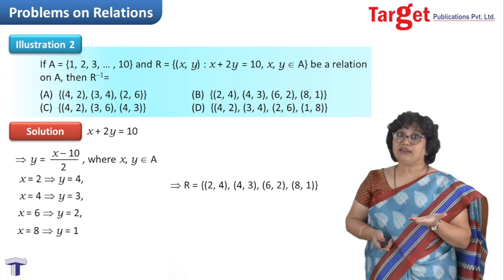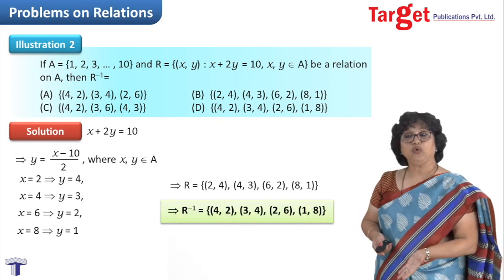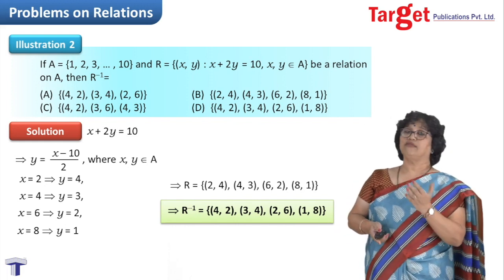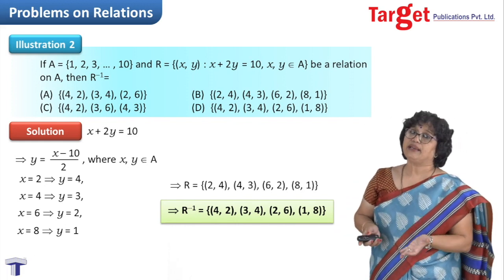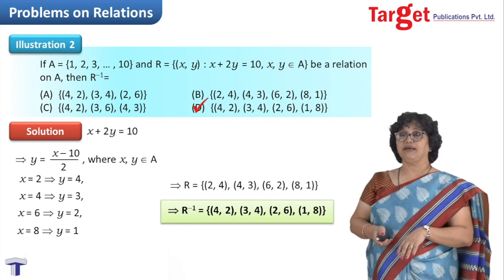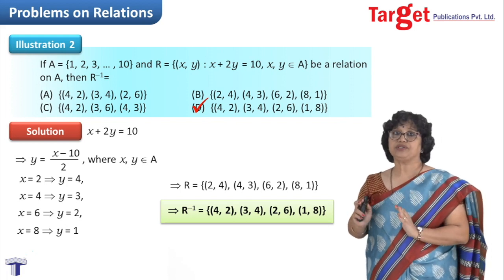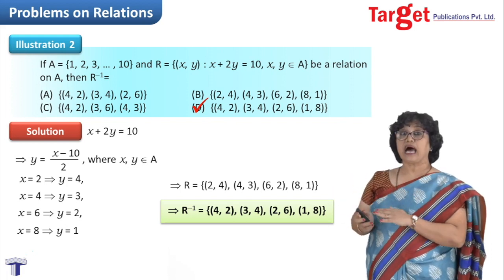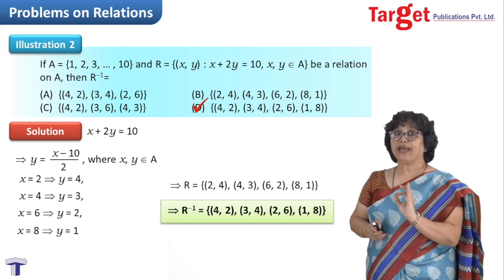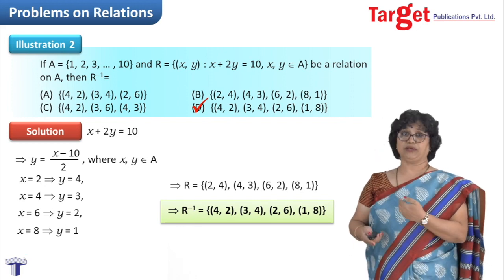Now how do we get R inverse? We write those pairs in the reverse order. So (4, 2), (3, 4), (2, 6), (1, 8). These pairs would appear in R inverse. And the right answer would be nothing but option D. I hope everybody followed the procedure, how we moved towards R inverse. Tip of this question is that we first find R explicitly. It may not be given in the question, but you will have to work on that.